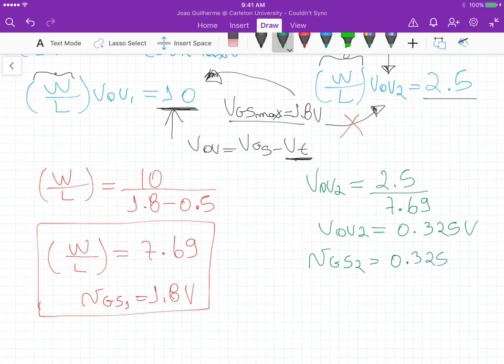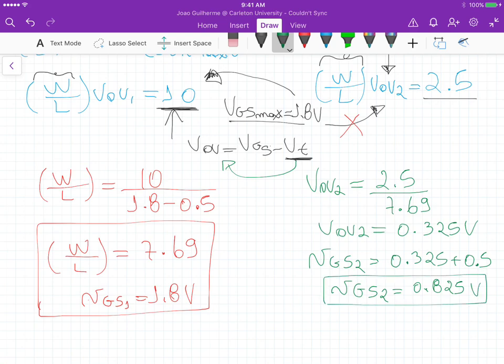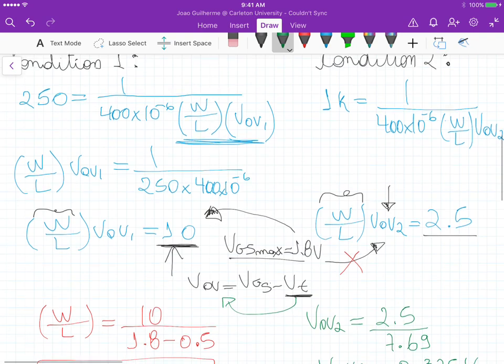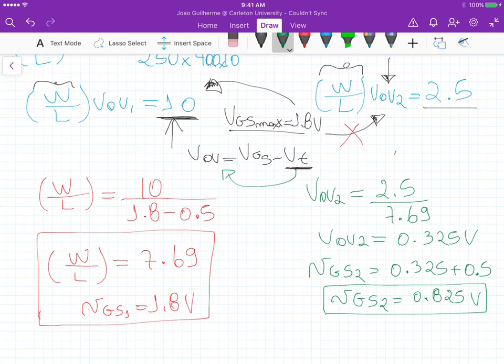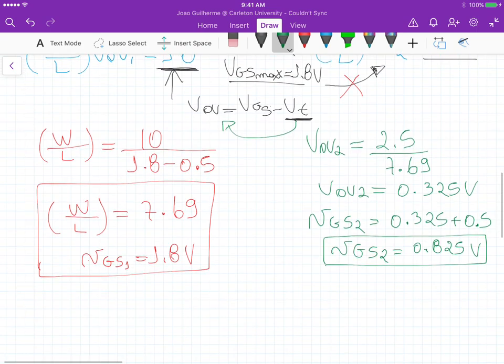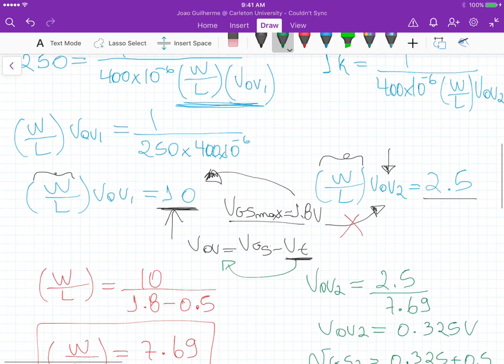And this means that VGS2 is equal to that V overdrive 2, 0.325, plus the threshold voltage of 0.5 volts. This gives us a VGS2 equal to 0.825 volts. So if we select 0.825 for VGS, we get the resistance of 1K, right? A small value of VGS gives us a higher resistance. That agrees with the graphic that we had before. If we increase VGS to 1.8, we decrease the resistance and we get that 250 ohms.